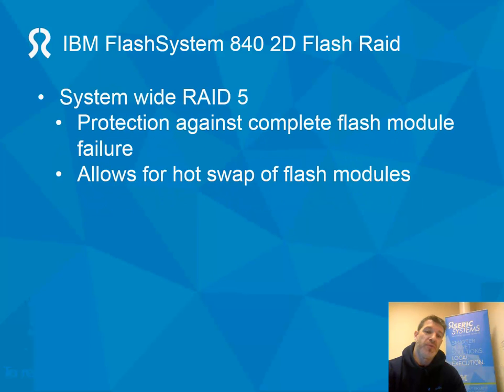So on top of that, you've then got the system-wide RAID 5. You can get it RAID 0 as well. Obviously that would give you no protection, so we recommend RAID 5. And obviously that then gives you protection against complete flash module failure, and it also allows you to do hot swap replace.